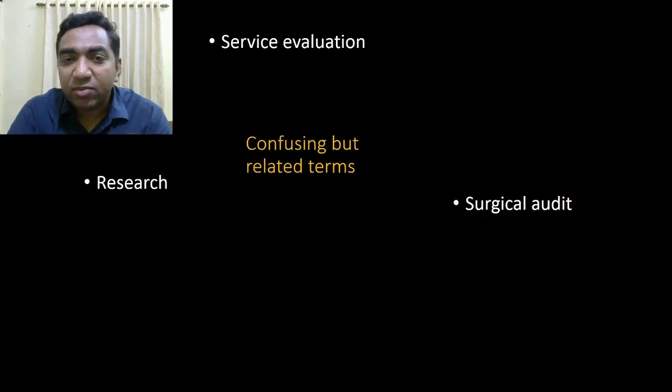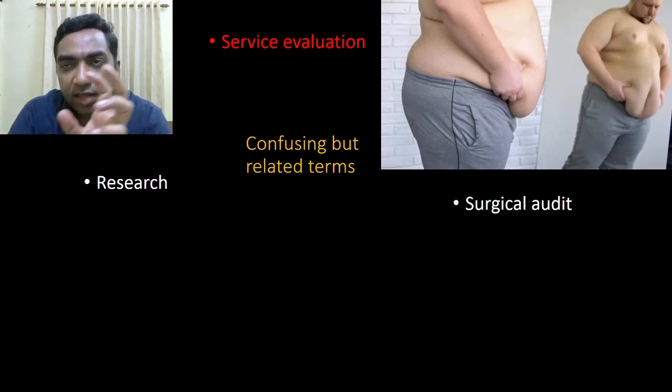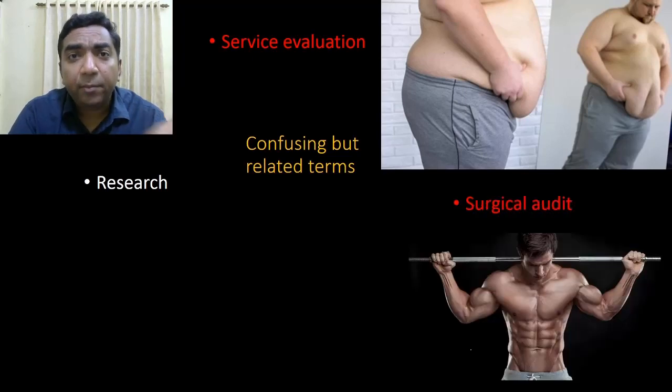So, there are certain terms when we come to surgical audit, like service evaluation, research and surgical audit, which are sometimes used interchangeably. So, it is confusing. Let us understand what it is. When we are looking at the cases which are done in the department, what our complication rate is, what our bed strength is, when we evaluate ourselves, it is called service evaluation. And when we compare it with the international standards or the local standards or the specialty standards of others, then it is called a surgical audit.